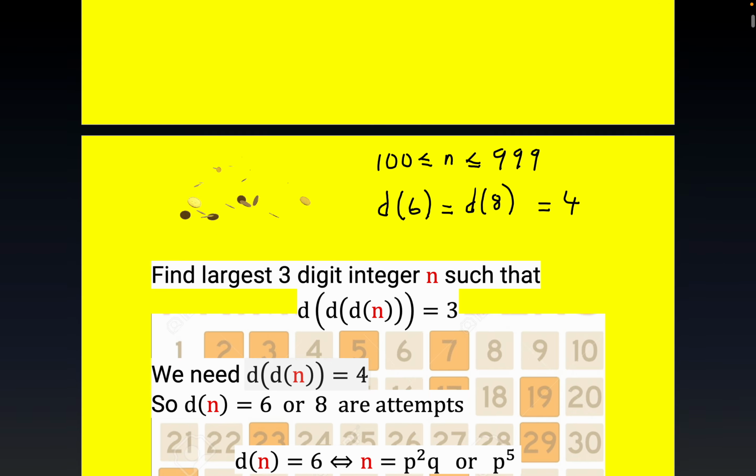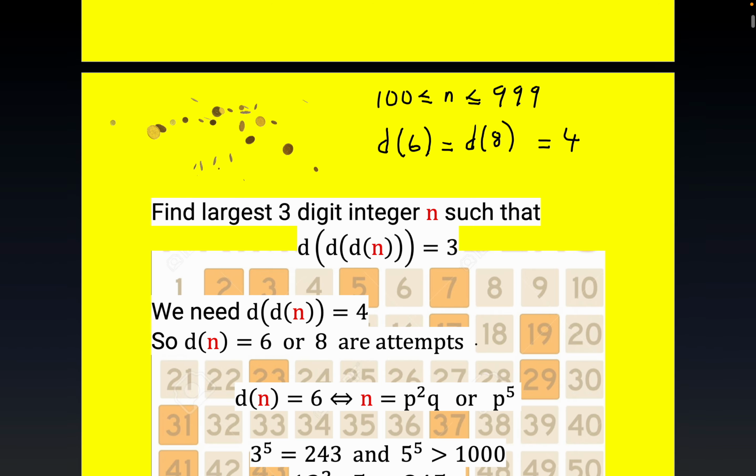There's other numbers that would give you 4, like any prime squared would give you 3 divisors, and so we're doing 4. That's the smallest square prime. So we need 6 or 8 per this right here. We need d of n to be 6 or 8, based on what I've written up here and just based on the nature of the nesting.